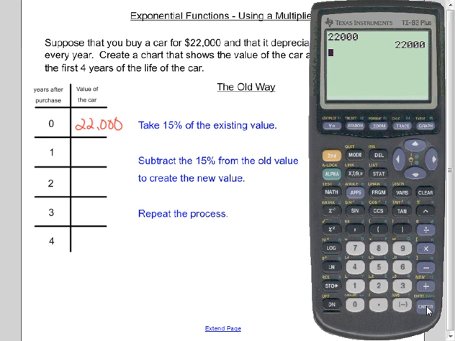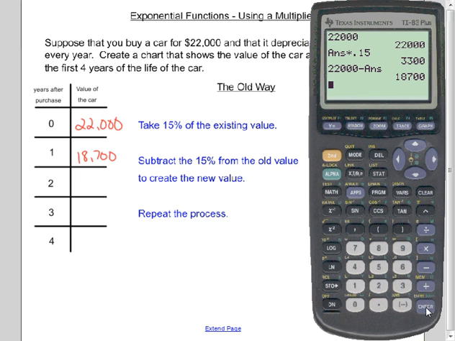And then the decently easy part is I'm going to take 15% of that by doing times 0.15, and that gives me 3,300. Key thing to know here is that the 3,300 is not the value of the car. It's how much value was lost off the car. So that means to find the value after this, I need to take 22,000 and subtract the previous answer, which was 3,300. That gives me 18,700.